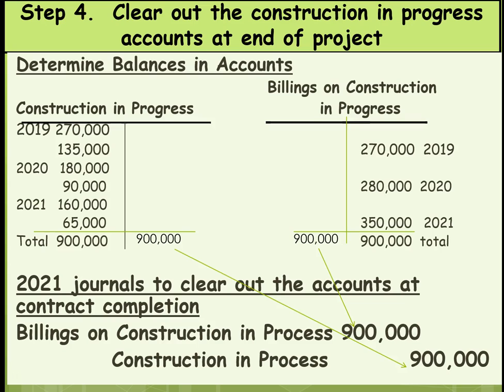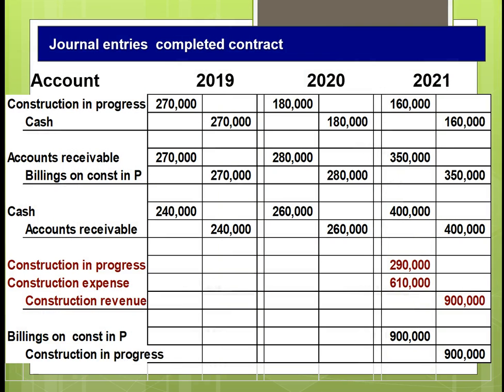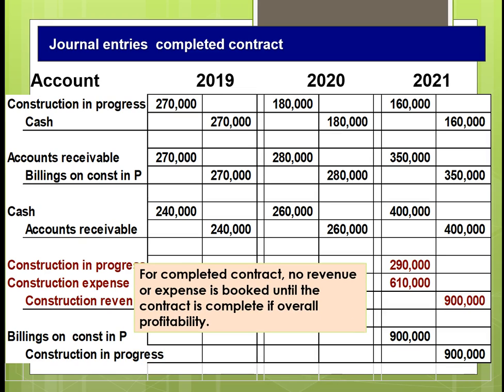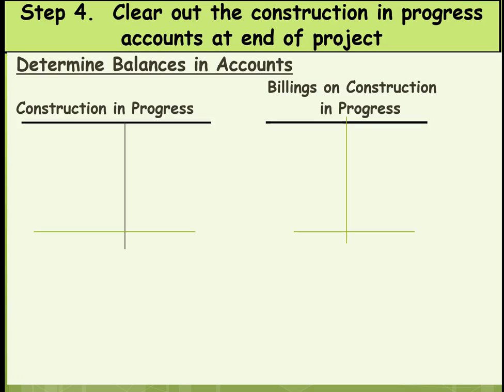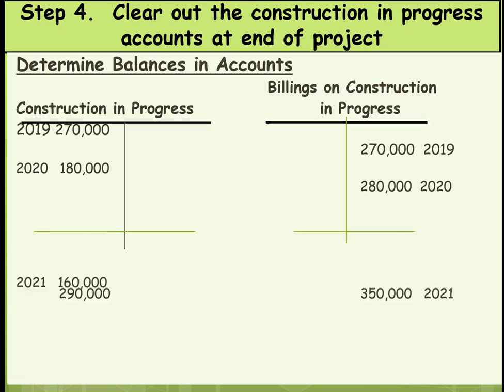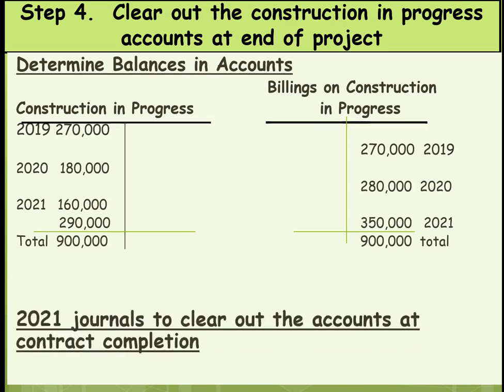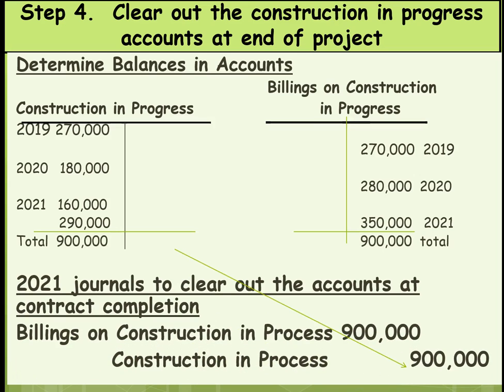Now, what if we had done completed contract? What would it look like? Well, the thing to remember with completed contract is we don't book any revenue until the end of the project. So we would be booking construction in progress and billings on construction for each of the 3 years, and we would not book any revenue until the contract is complete. So here's what it would look like in their T accounts. Same journal to clear them out.